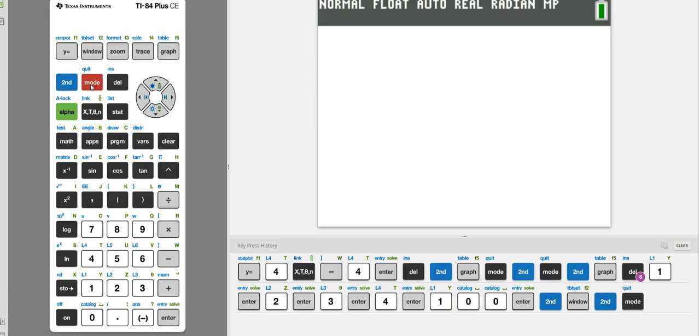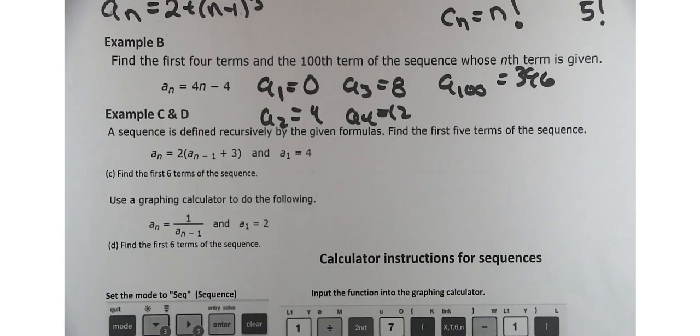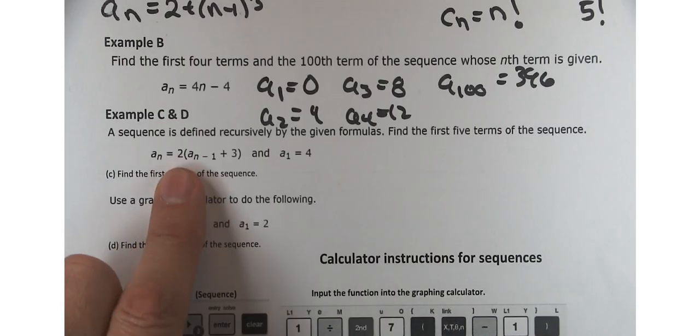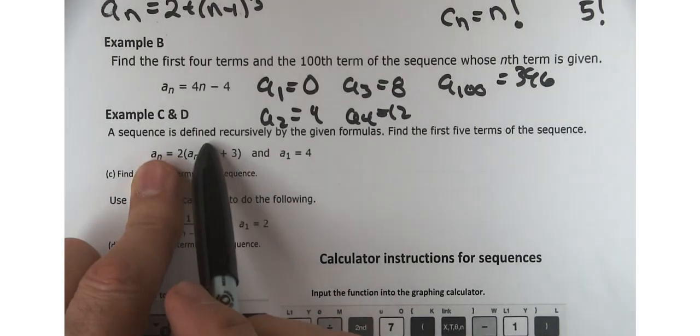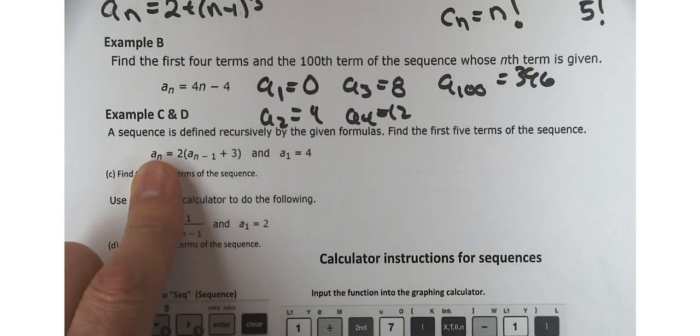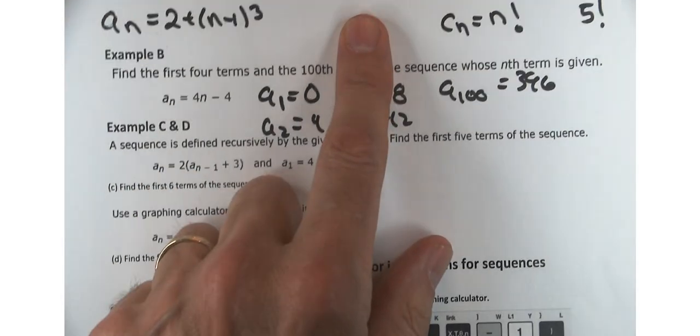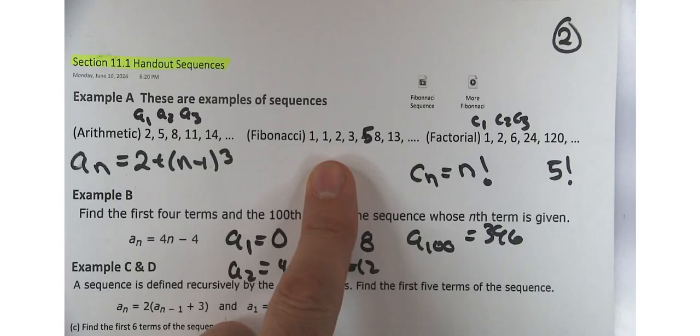Nice, nice. Let's move on down to a different example, and this is why we needed to change the mode in our calculator so we could be able to do stuff like this. This is called a recursively defined sequence. It's kind of like what we had going on up here in Fibonacci.